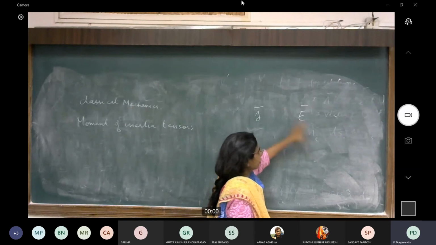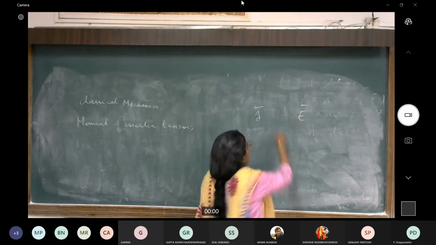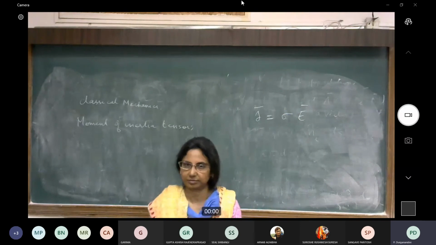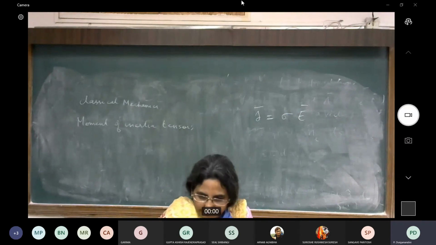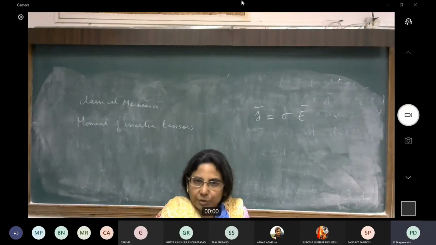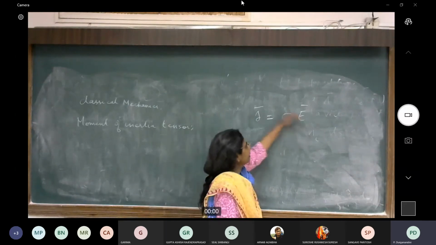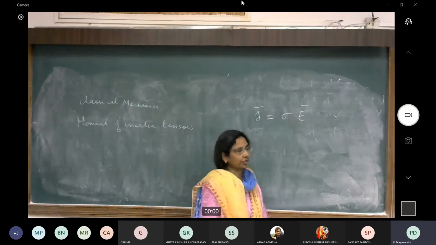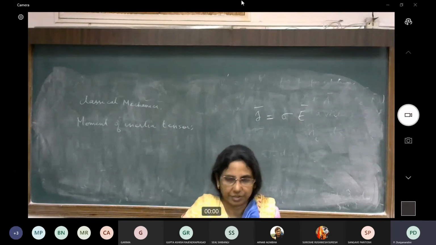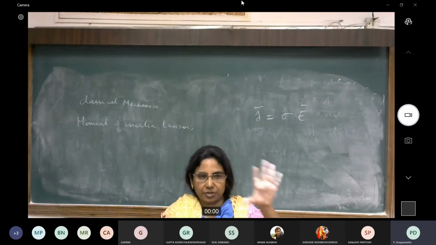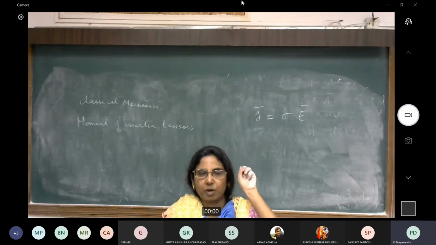Typically, if you have a linear relation between them, I think you must have usually written it like this. This is your Ohm's law, or a version of Ohm's law. The left-hand side is the current density, this is the electric field, and this coefficient here is called the conductivity coefficient. Depending upon that, even if I have copper, it will tell me how much current can flow.